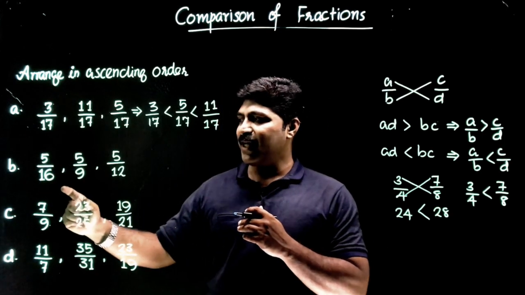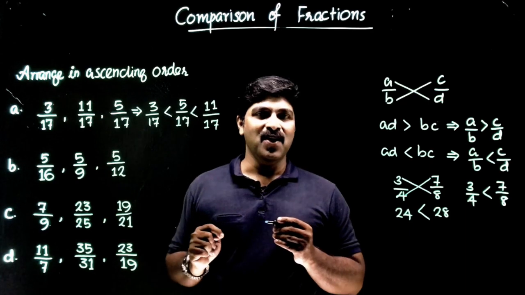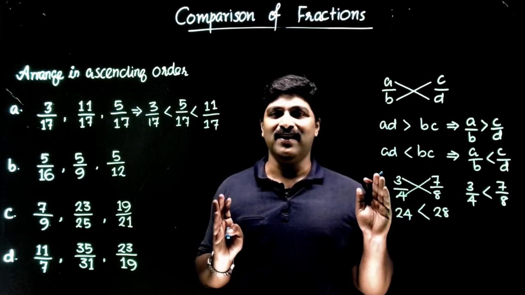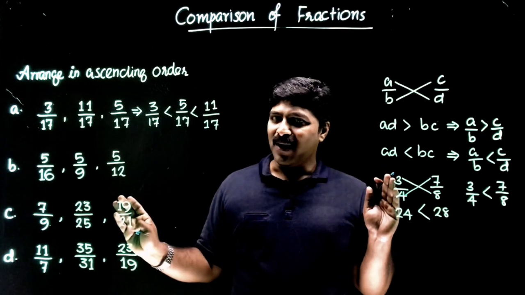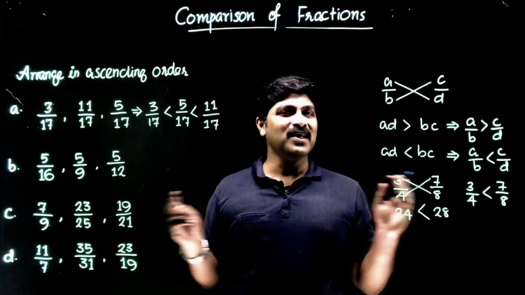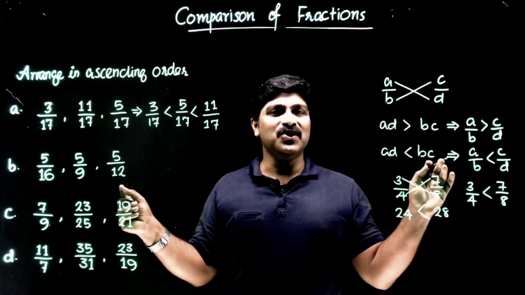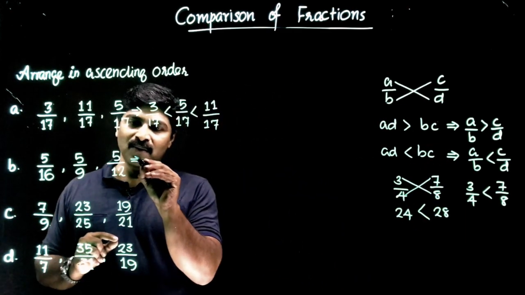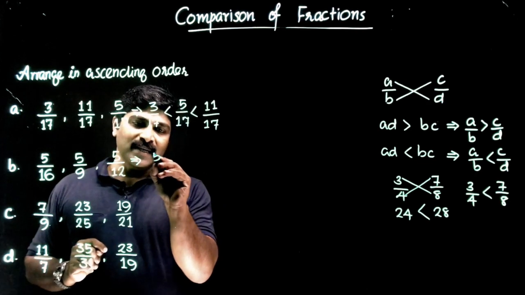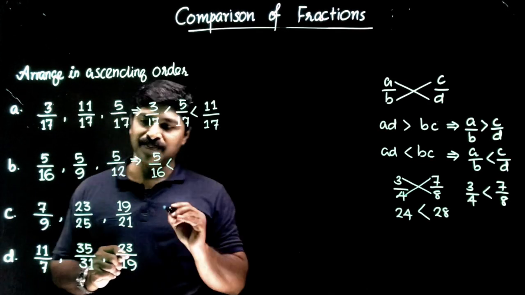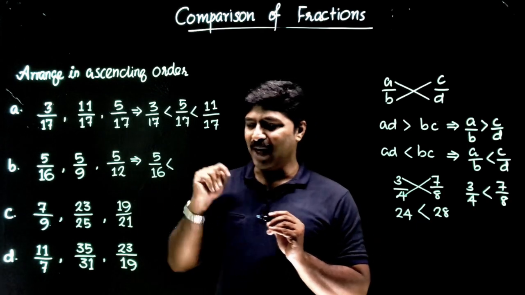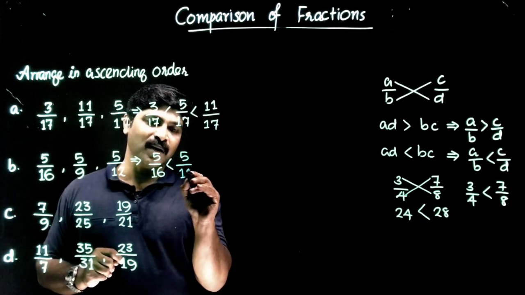Here, 5 by 16, 5 by 9 and 5 by 12. What is the common thing in all these fractions? All the numerators are equal. So, if all the numerators are equal, then the least fraction contains the largest denominator. Don't forget, the least fraction contains the largest denominator. Therefore, which is the largest denominator here? 16. So obviously, that is the least fraction, 5 by 16. Which is the second largest denominator in this set? That is 12. Therefore, this is 5 by 12.